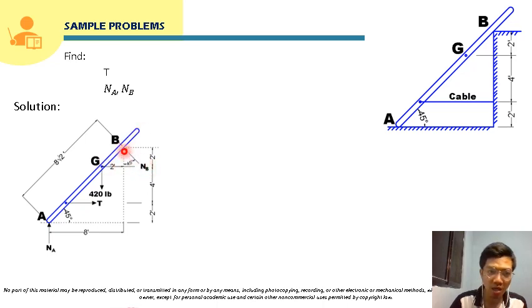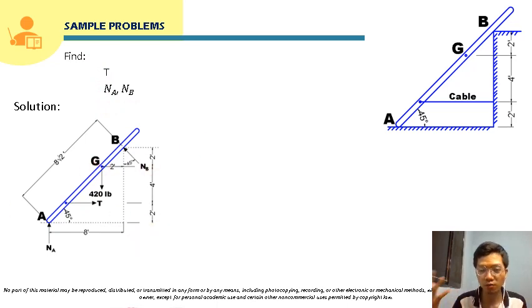So it will be applied this way. If this is 45 degrees here, and we draw a vertical line here, NB will also be 45 degrees from the vertical. From here, we can now solve using three equations. We have three unknowns here, so we can solve this using three equations.